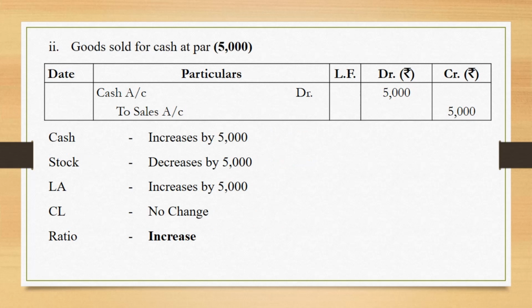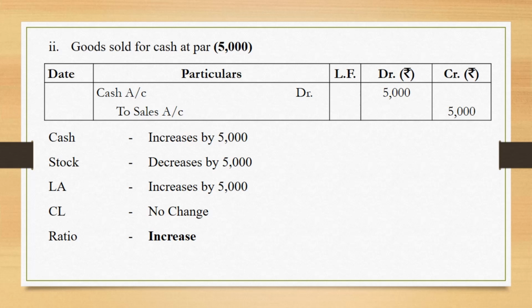Second transaction, goods sold for cash at par. Rupees 5,000 again is the amount I have taken. When goods are sold for cash, the entry is very simple. Cash account debited to sales account. We can see that cash account increases by 5,000, and because the goods are sold, the stock decreases by 5,000. Over here the important word is at par, right? At par means the stock of 5,000 has been sold for 5,000 only. There is no profit, no loss.